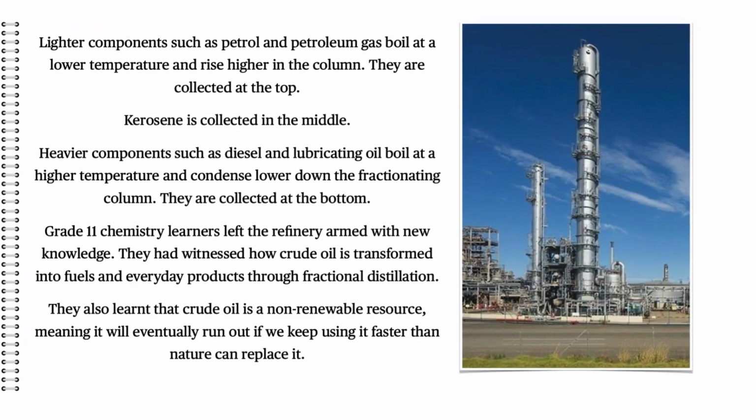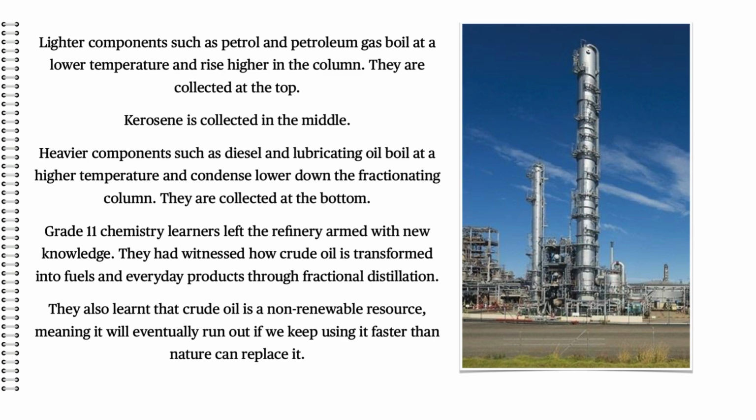Lighter components such as petrol and petroleum gas boil at a lower temperature and rise higher in the column. They are collected at the top. Kerosene is collected in the middle. Heavier components such as diesel and lubricating oil boil at a higher temperature and condense lower down. They are collected at the bottom.